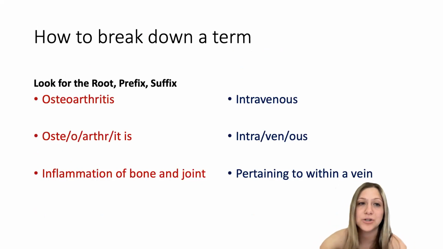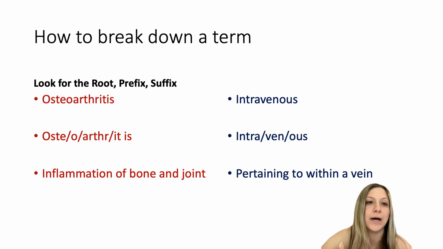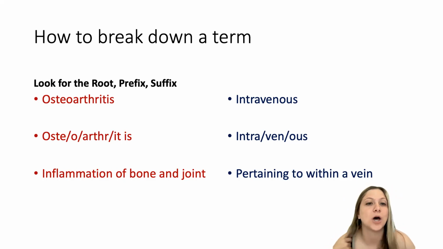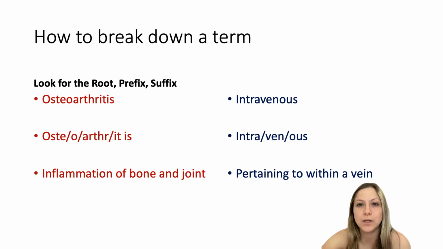How to break down a term, you want to look for the root, the prefix, and the suffix. So in the red over here, it says osteoarthritis. I don't really know how to say it. So you just kind of want to break down how you would try to pronounce the word. That's how you would want to break it down. So that's an example right there, and it means inflammation of bone and joint. And then for the right side, the word is intravenous. And then below, that's how you would break it down. And then pertaining to within a vein is what the definition of that word is.